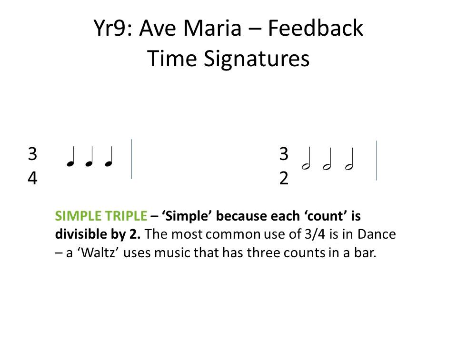This is called simple triple. Simple again because each count is divisible by 2, but this time triple because there are 3 counts in each bar. The most common use of 3/4 time is in dance. A waltz uses music that has 3 counts in a bar. 1, 2, 3, 1, 2, 3, and so on.